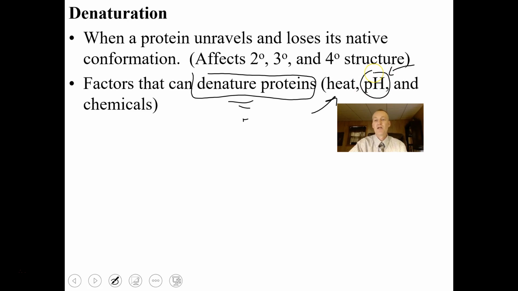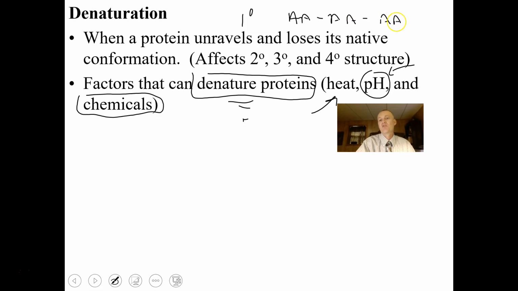We do pickle things by changing pHs or using acids, and various kinds of chemicals we use to clean with, like alcohols and bleaches, because it will denature proteins and kill them. Now notice that the primary structure is not denatured. That's the linear sequence of amino acids, and you can't denature that. You have to actually chemically break that down using enzymes to break the bonds between them.